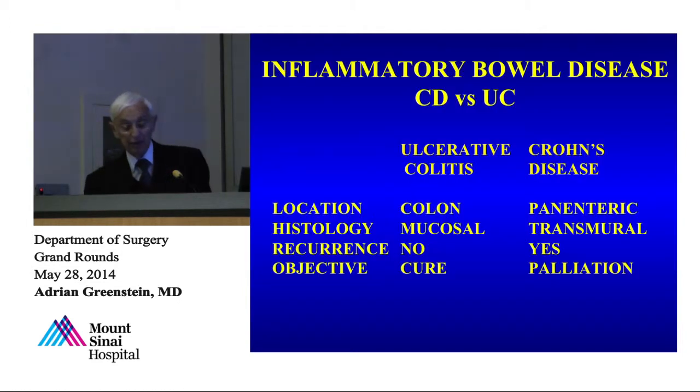Ulcerative colitis, as you know, is a disease of the colon. It involves the mucosa only, unless the disease is extremely severe. It does not recur, although we do get pouchitis in some of the pouches we create, and it can be cured, whereas Crohn's disease is panenteric, transmural, and we palliate the disease because it can always come back.